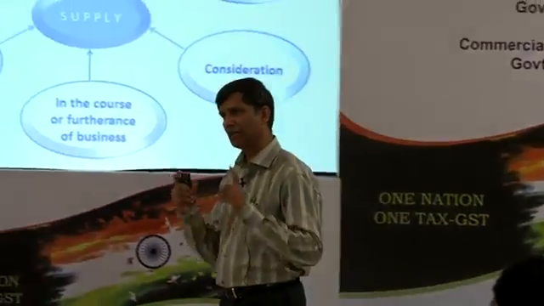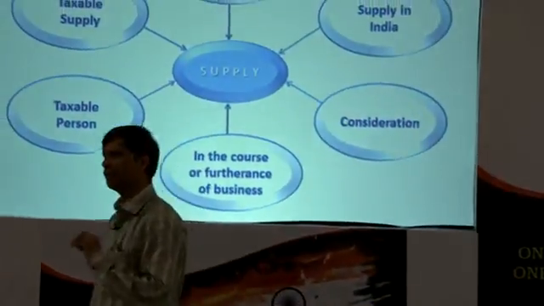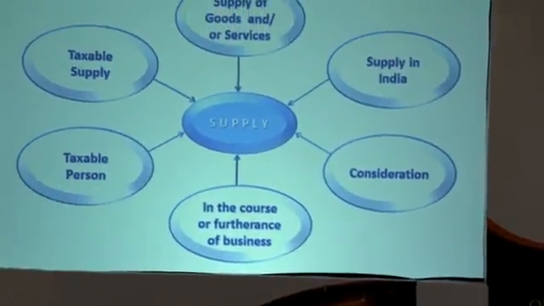Okay. Now, when we talk about consideration, the consideration has to flow from the recipient of the supply to the provider of the supply. That is the norm. But that is not exclusively a requirement. A consideration can flow from any third person to the provider of the supply.